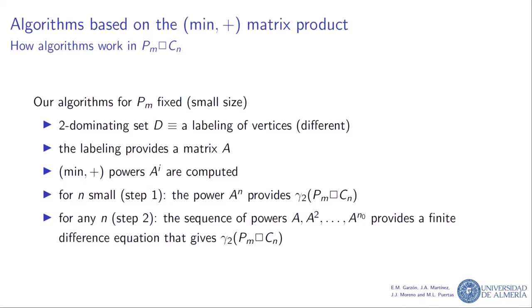And for the first step, if n, that is the cycle, is also small, the power A^n gives the two-domination number of the cylinder PnCm. And for step 2, the sequence of matrix powers A squared until A^n0 for suitable n0 gives in this case a finite difference equation that provides the two-domination number of the cylinder PnCm with a path fixed and small enough and any cycle.